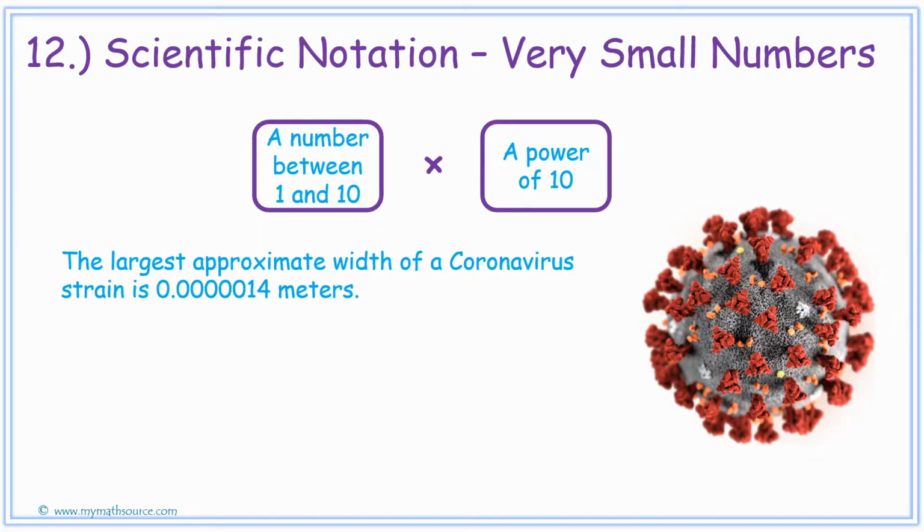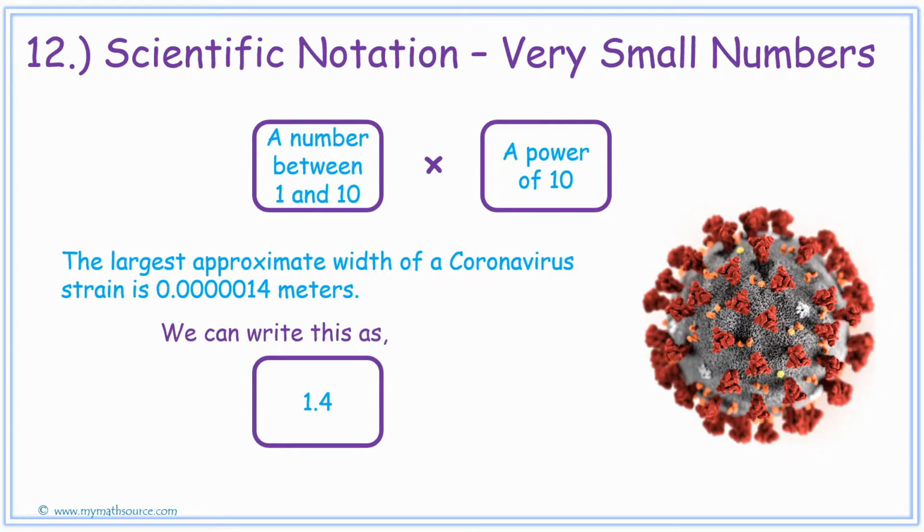The largest approximate width of a coronavirus strain is 14 millionths of a meter, or 14 micrometers. We can write this in scientific notation form as follows. Remember, we want to write our first part of our number as a number between 1 and 10. That means we want the decimal point to be between the 1 and the 4. Then we will multiply it by a base 10. To find the base 10, remember we want to see how many times we will move the decimal point to get to its current location.